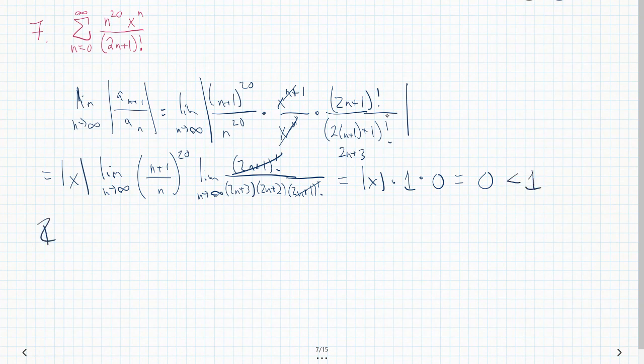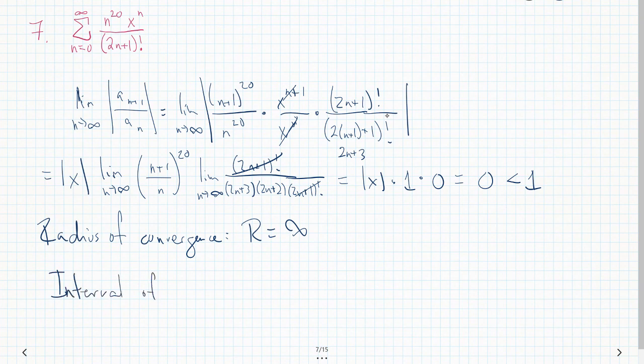So that means our radius of convergence is R equal to infinity. So that means the interval of convergence is negative infinity to positive infinity. So keep that in mind.